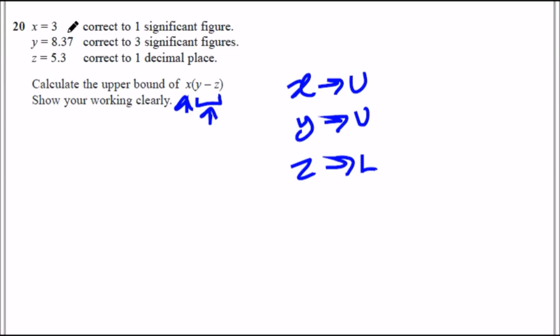So this is correct to one significant figure. So this is going to be either 2.5 or 3.5. So therefore the upper bound is 3.5. Let me make it clear, guys. For y, it's correct to three significant figures, so we have a fourth number, so an upper bound would be 8.375. So remember, it's an extra fifth.